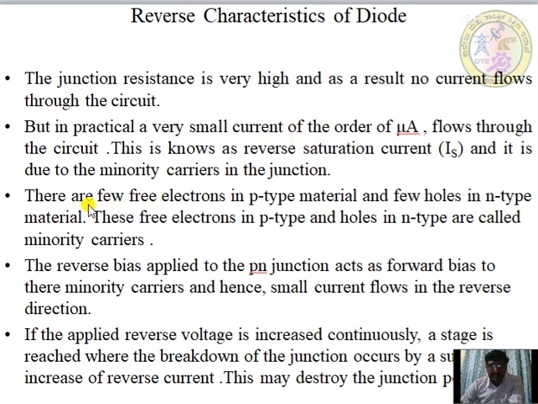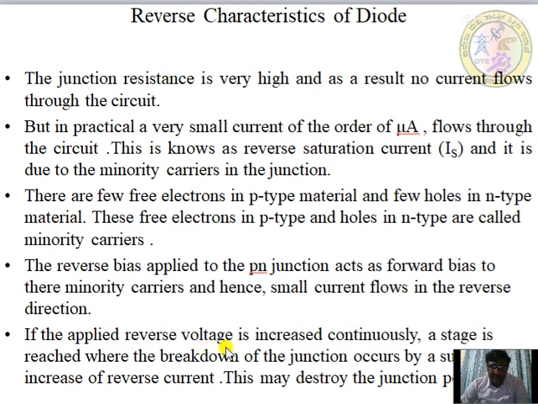Another thing: there are a few free electrons in the p-type and a few holes in the n-type material. These free electrons in p-type and holes in n-type are called the minority carriers. That applies in reverse bias. Reverse bias applied to the p-n junction acts as a forward bias to the minority carriers, and hence a small current flows in the reverse direction. Theoretically we say there is no flow of current, but practically there will be a little flow of current.